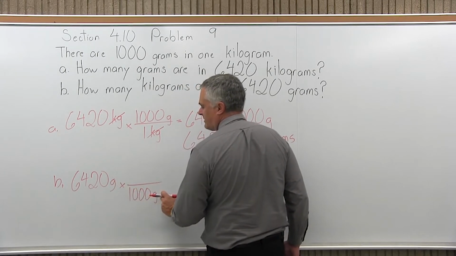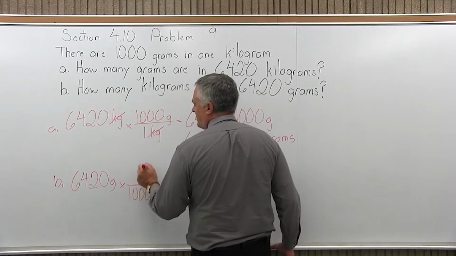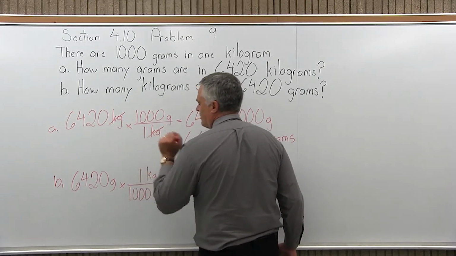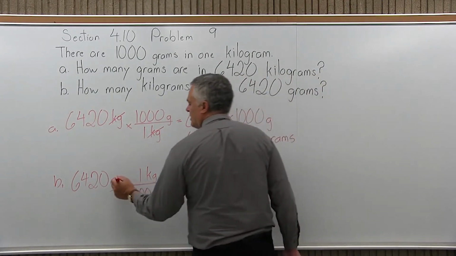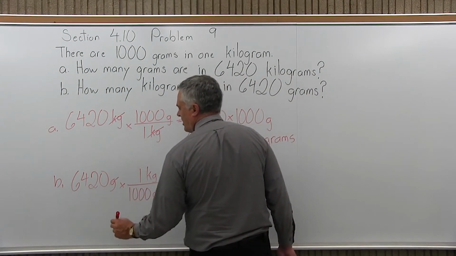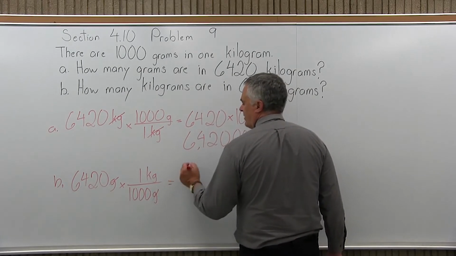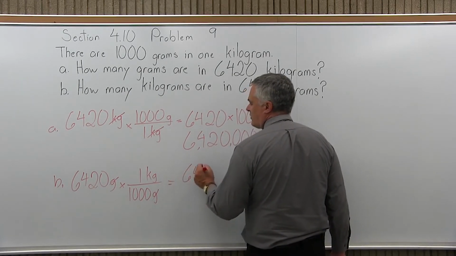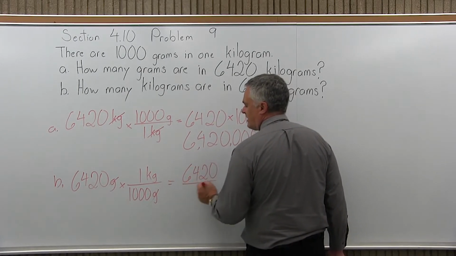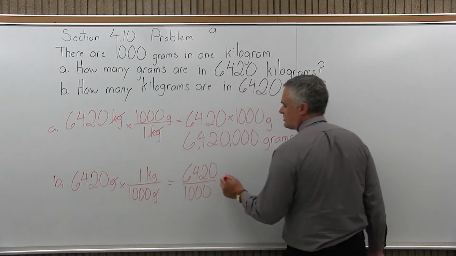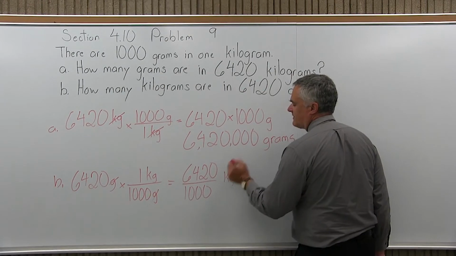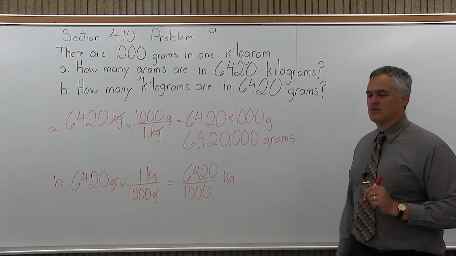Grams up here, grams down there. Now, the equivalent amount is 1 kilogram. That goes in the numerator. And now, when I multiply, grams in the numerator, grams in the denominator will cancel. And what I have is 6,420, that's in the numerator, and 1,000 in the denominator. And my units of measure will be kilograms. That's what's left. kg is the abbreviation for kilograms.